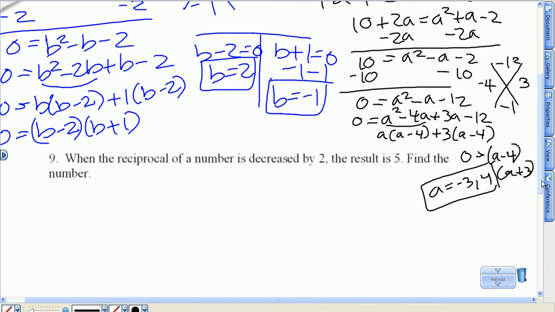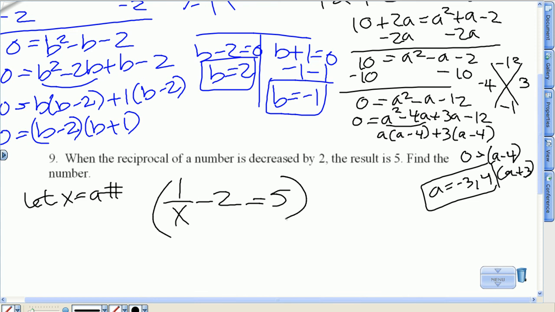All right, a word problem. When the reciprocal of a number is decreased by 2, so we'll let x equal a number. The reciprocal of x would be 1 over x. It's decreased by 2. The result is 5. Find the number. Well, we're going to multiply everything by x. That's the only denominator there is. If we get 0 for an answer, it's going to be undefined, so I want to keep that in mind.